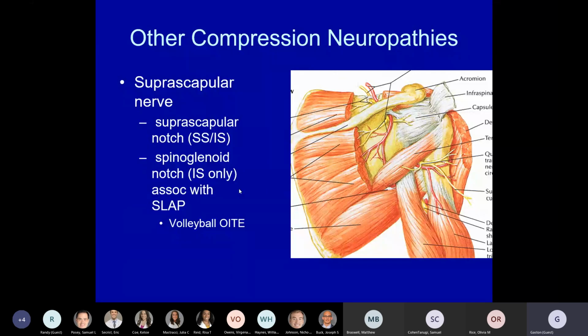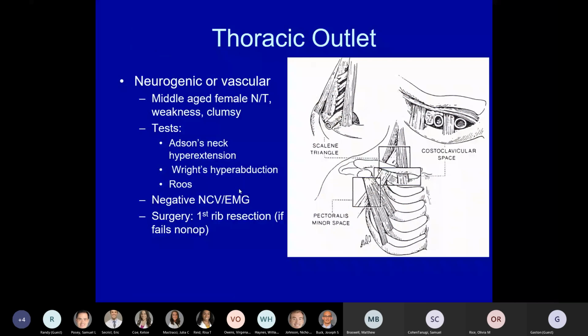What is tested all the time is spinoglenoid notch cysts. Remember, those are going to be associated with a SLAP tear. They present with isolated infraspinatus weakness, and it's usually going to be a volleyball player on the OITE. They give you a volleyball player, weakness with external rotation or isolated atrophy. Answer is spinoglenoid notch cyst: look for a SLAP tear, look for some sort of a scope to repair the tear and decompress the cyst.